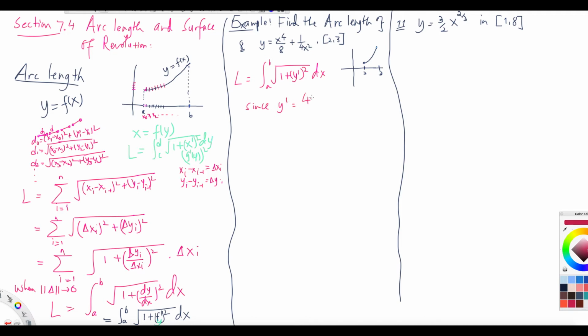It is 4x cubed over 8 plus, if you move this to the top, it will be x to the negative 2, times 1/4. The derivative of x to the negative 2 will be negative 2 times x to the negative 2 minus 1, right? We're finding the derivative to find y prime. That will be 1/2 x cubed minus 1 over 2x to the third.